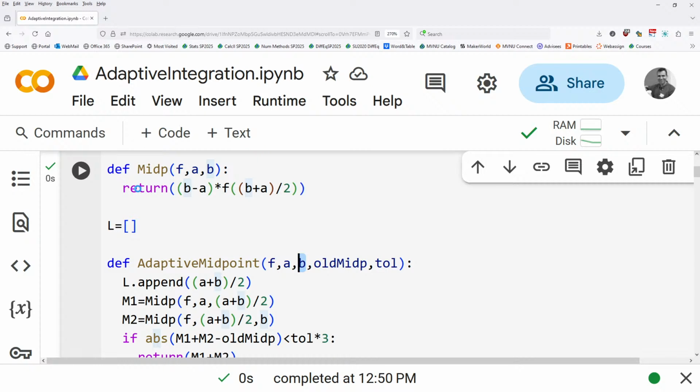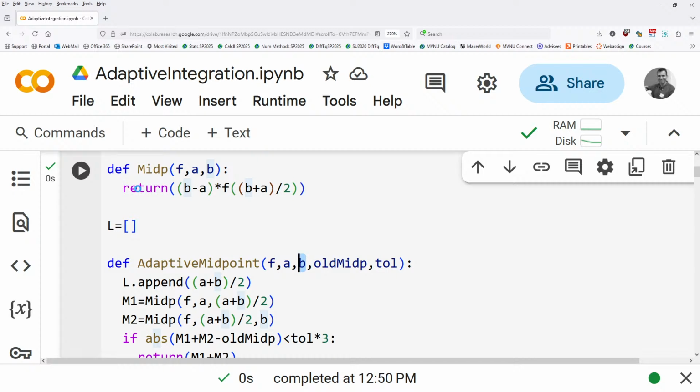So basically what I do is I take the original, the old one, that's the whole thing. I split the interval in half and I compute 2 new midpoint rules, or Simpson's rules. And then I ask the question: if the difference of those 2 together minus the old one is smaller than the tolerance, that's how close we want to be to the truth, times 3, then I'm all done, I'm good. Otherwise, I have to go through this rigmarole again. So that's all this does.